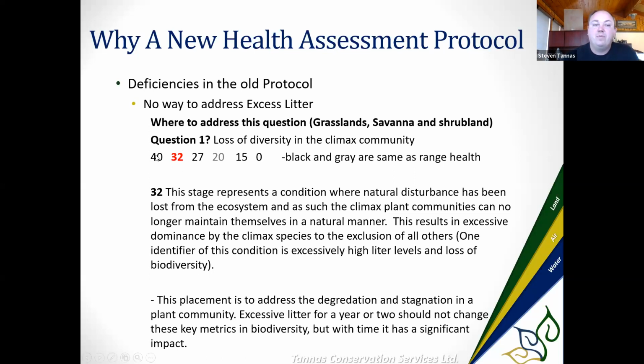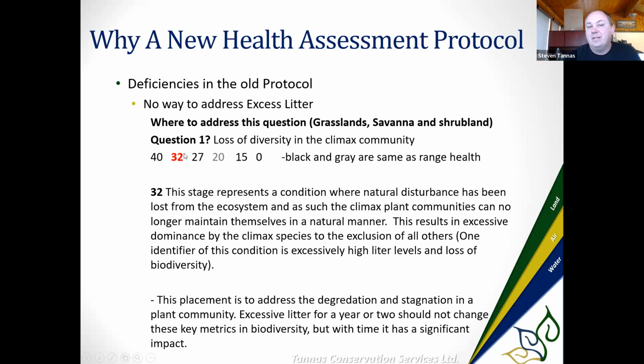And I looked at potential of putting in a question. In Alberta, we go from 40 to 27. So I looked at 32, where I get something in that 8% reduction for the loss of biodiversity on that initial stages. So you're catching it as the climax community is still there and functional, but you're seeing suppression of biodiversity loss.